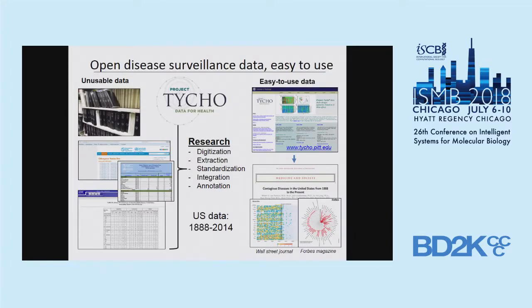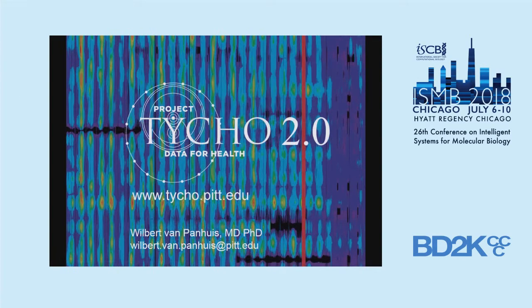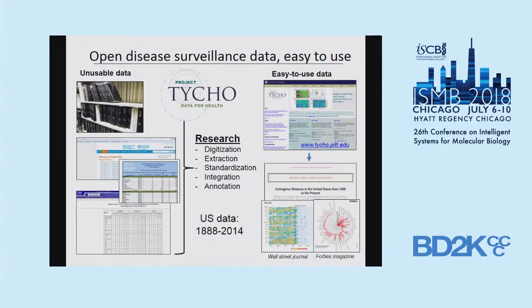Just first, in a quick overview, I'll talk about our Project Tycho, which is a data system for disease surveillance data, and then an update that we recently did to version 2.0. Our project started out as looking at making disease surveillance data more accessible and easier to use for researchers and analysts. As you can see, a lot of the data that is used in this field is in formats that are very difficult to use.